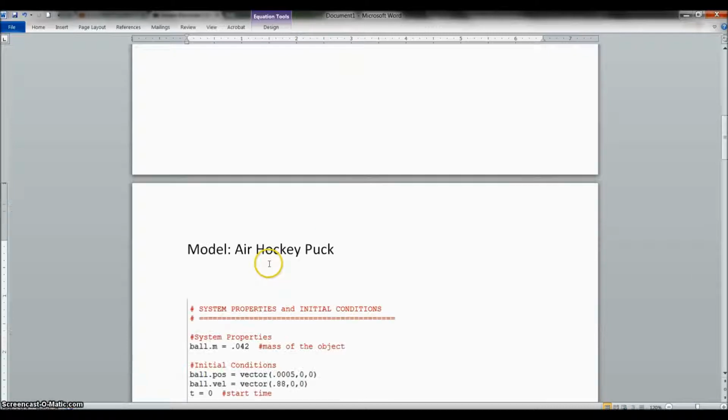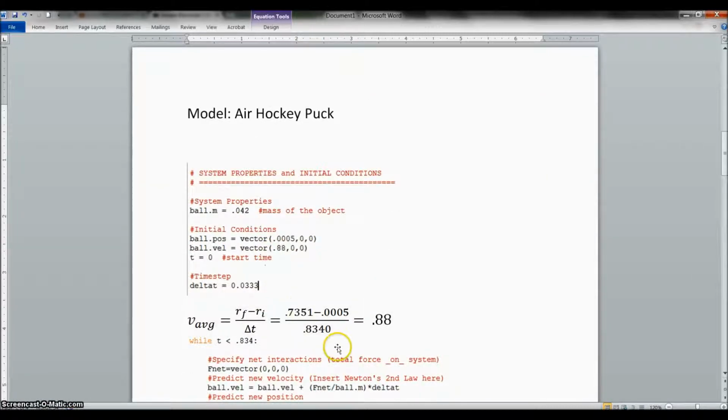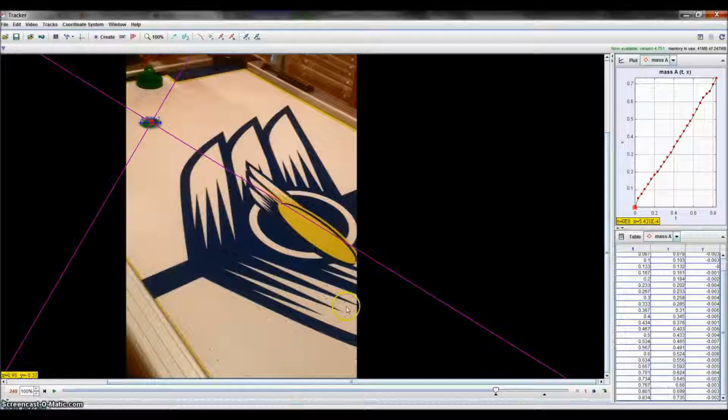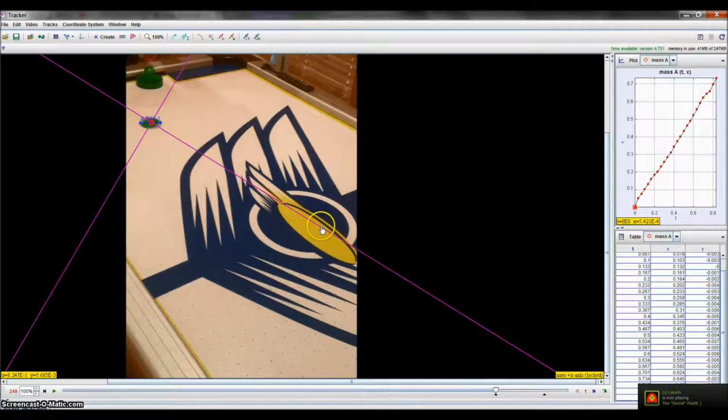My system this week was an air hockey puck, which I took video of on my iPhone, and I put the video into a program called Tracker, which allows us to model the movement of something in a video. In this video, the puck will be moving with a constant velocity in this direction. So I set up the axis where the puck will be moving along the x-axis in the positive x direction.